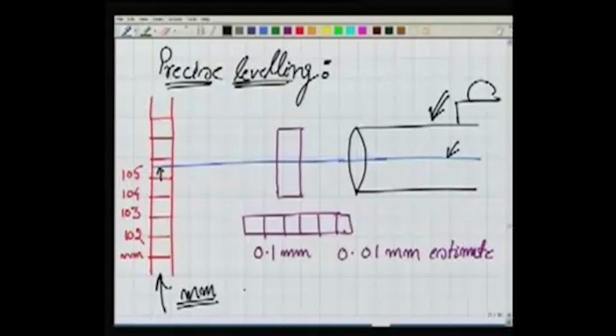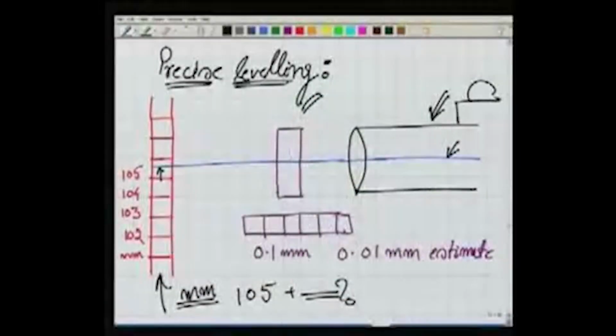So we can read the reading as 105 plus something more. Now how much is this something? We can either guess it, but we don't want to guess it here, because we want to measure it, since it's precision leveling.